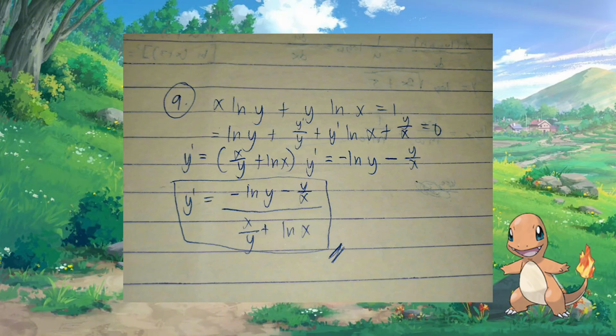is equal to negative ln y minus y over x. So the answer is y prime equals negative ln y minus y over x over x over y plus ln x.